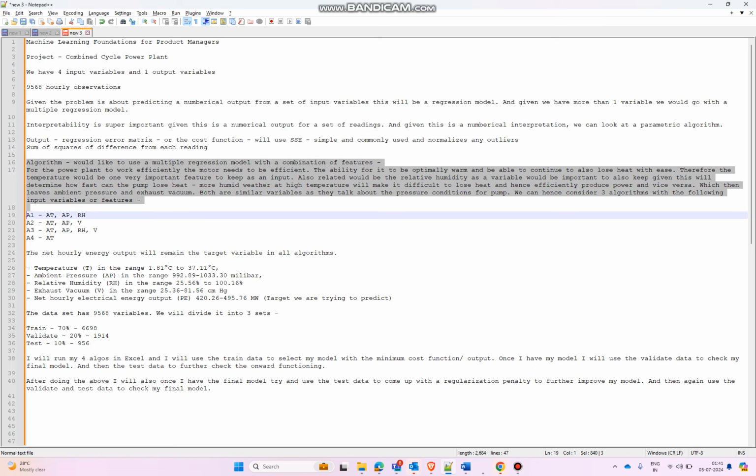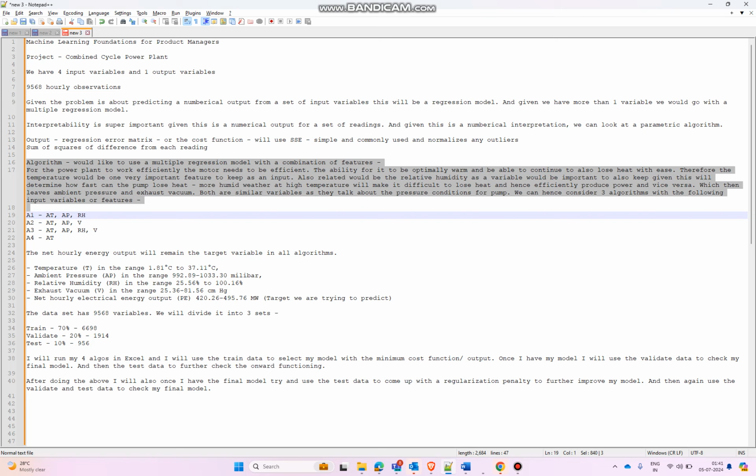Also related, the relative humidity would be important to keep, given this will determine how fast the pump can lose heat. More humid weather at high temperature will make it difficult to lose heat and hence to efficiently produce power, and vice versa. That leaves ambient pressure and exhaust vacuum as two extra variables. Both are similar variables as they talk about the pressure conditions of the pump.